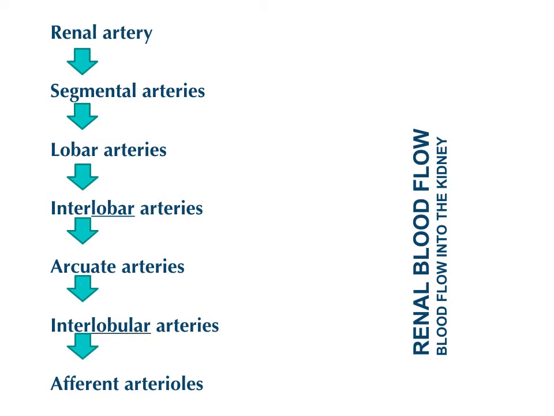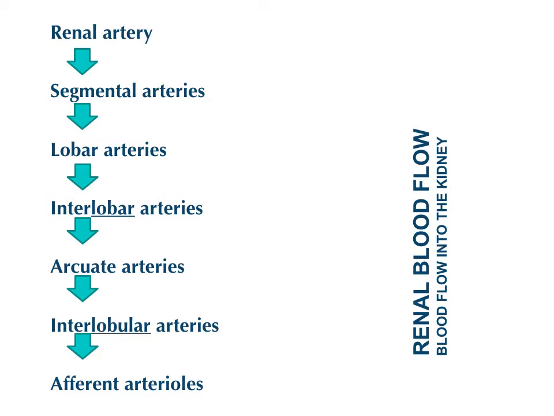Let's review the renal blood flow into the kidney. The renal artery carries oxygenated blood into the kidney. It comes directly off of the aorta. The renal artery then branches into the segmental arteries, which pierce into the kidney through the hilum. The segmental arteries then divide to become the lobar arteries.